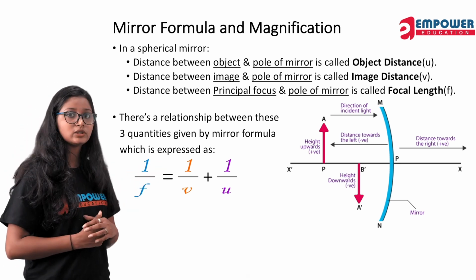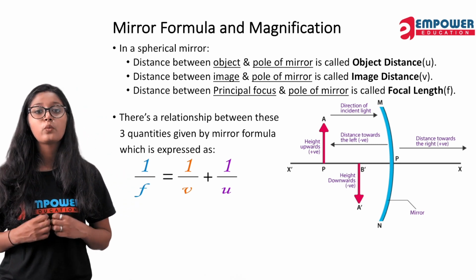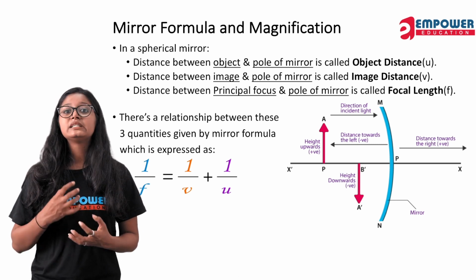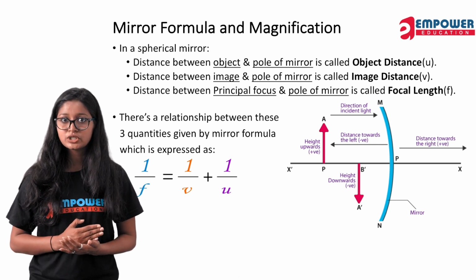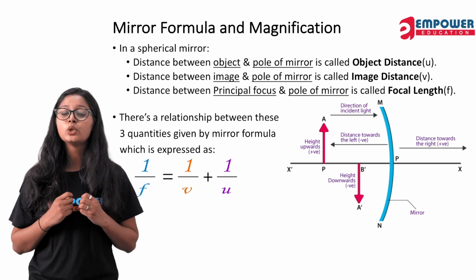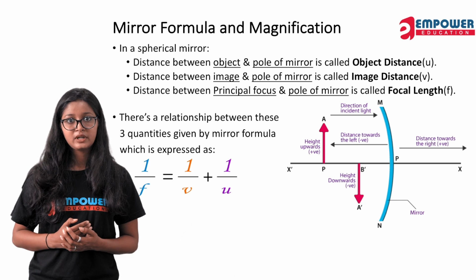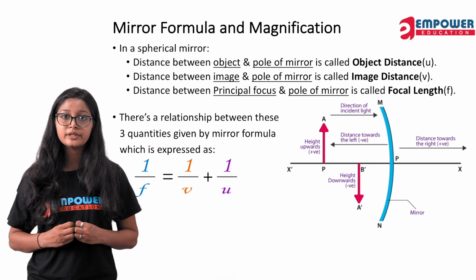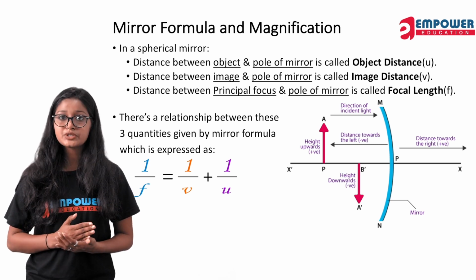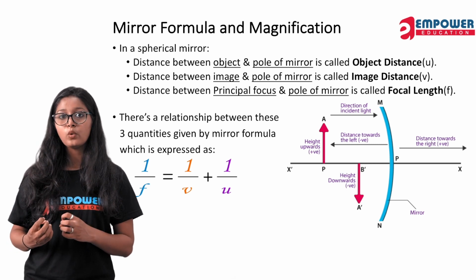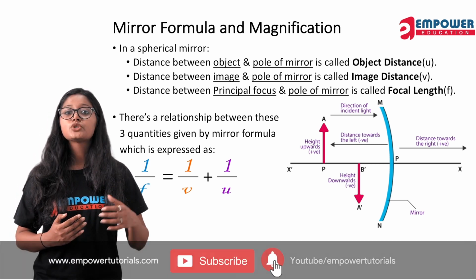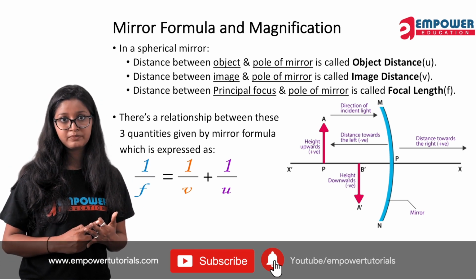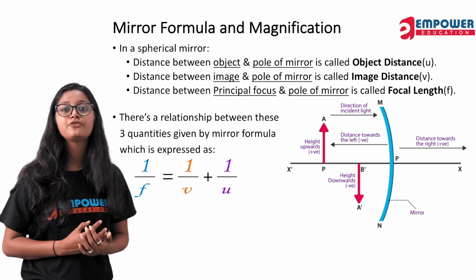So before talking about that, we should know certain terms when we talk about the mirror formula. Now in the mirror formula, the distance between the image and the pole is denoted by v. The distance between the object and the pole is denoted by u. And the distance between the focal point and the pole is denoted by f. So we have the notations for the object, the image and the focal point. This gives rise to the mirror formula.